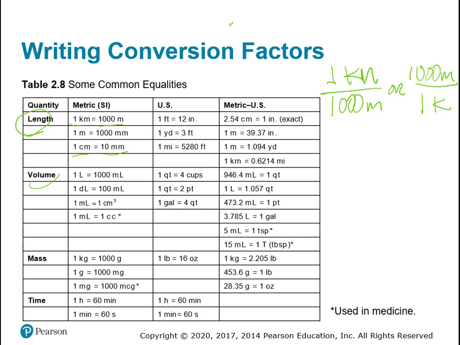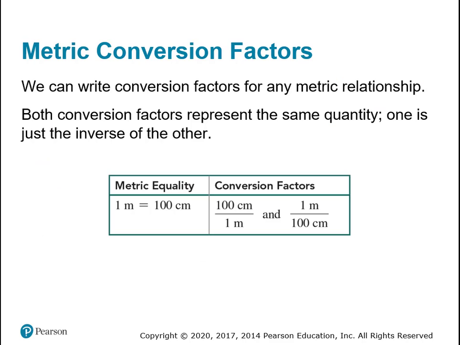Here are a bunch of equalities measuring volume, measuring mass, and measuring time. We can say that in 1 hour there are 60 minutes, or we can say 60 minutes is equal to 1 hour. Conversion factors can be written for any metric relationship. Both conversion factors represent the same quantity. One is just the inverse of the other, or like I said, they're the reciprocals of one another. If I'm told that 1 meter is equal to 100 centimeters, I can write it as 100 centimeters over 1 meter, or 1 meter over 100 centimeters.